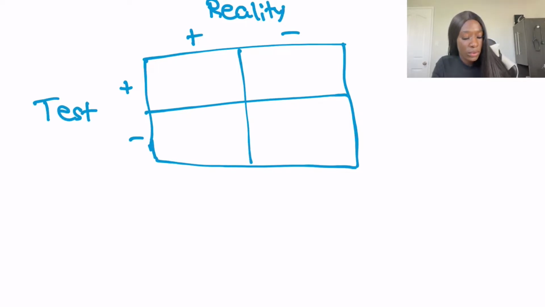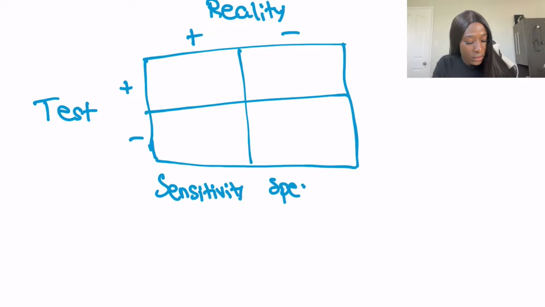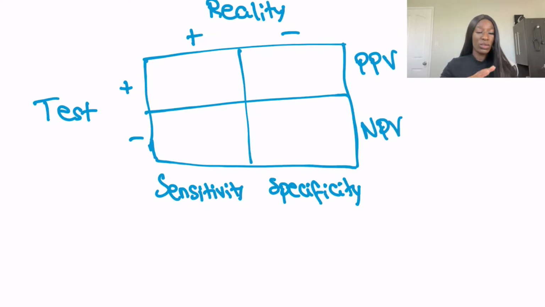Next, put sensitivity here, specificity over here, and on top positive predictive value and negative predictive value. So now we have everything on the outside solved. Now what do we do with the inside? I'll let you know now. But the first thing I want you to remember is that everything is based on the test.